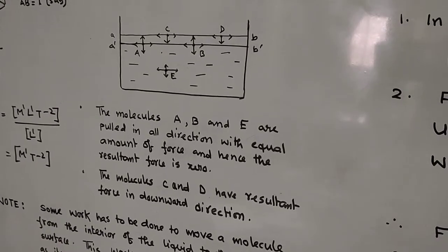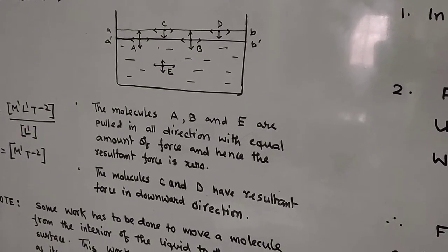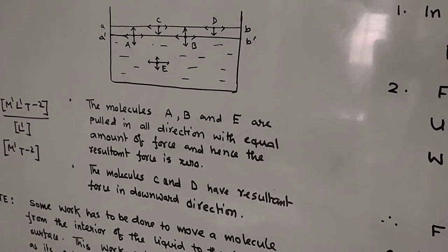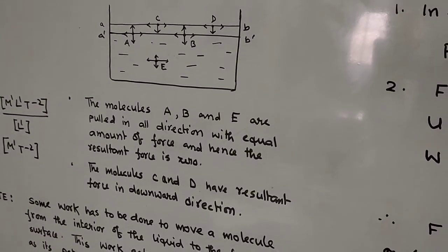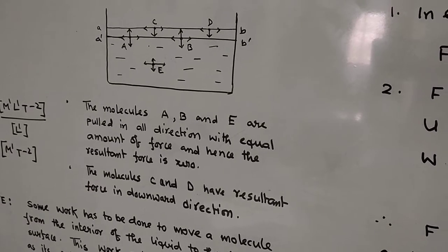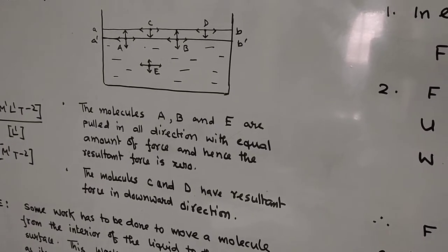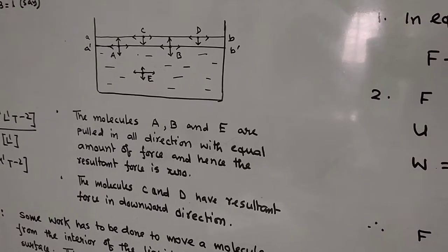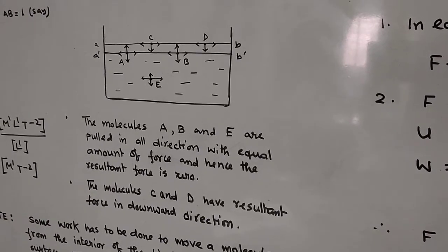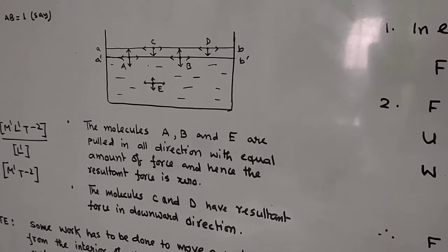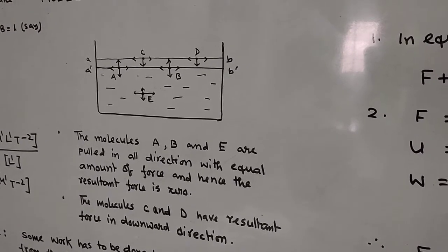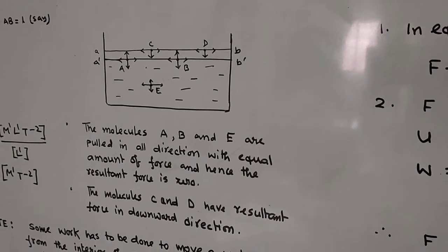Now you see as the molecules A and B or E get pulled in all directions by the molecules surrounding them. So if you have to take a molecule from the interior of the liquid to the surface, you have to do work against this force, and this work gets stored in the molecule as potential energy once you take the molecule from the interior of the liquid to the free surface.